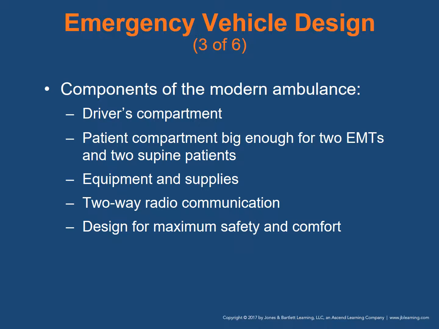MCIs, the best way to define one is any situation, any number of patients, that outnumbers your immediate resources. The book defines an MCI as 3 or more patients, and that fits in with the definition of an MCI being anything that outnumbers your immediate resources. Your immediate resources being you and your partner, and the ambulance that can carry 2 patients. So 3 or more would outnumber your resources. Equipment and supplies, two-way radio communication, and designed for maximum safety and comfort.